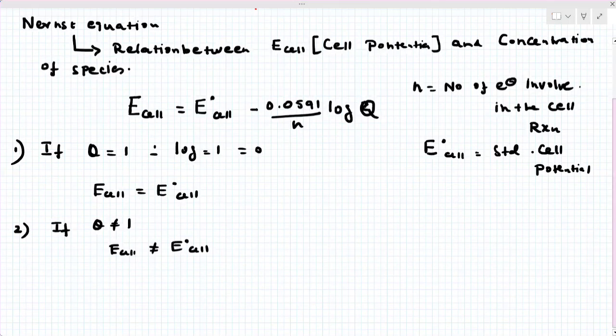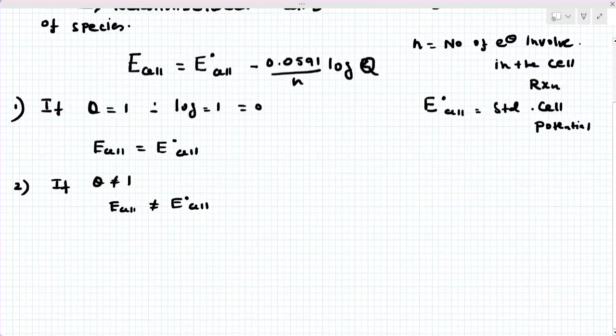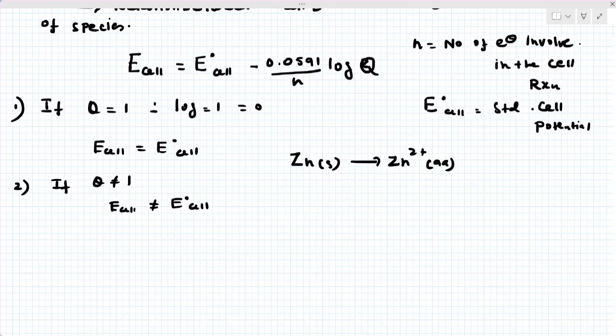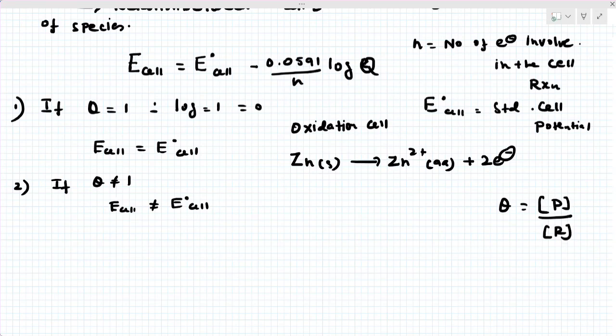Listen, very simple. Take a cell reaction, for example, Zn solid gives Zn 2+ aqueous plus 2 electrons. This is called what? This is oxidation cell potential. Okay, how to write the Q value? Very simple. Q value is equal to product by reactant. Listen, very important: pure solid and pure liquid, the concentration of pure liquid and pure solid is equal to 1.